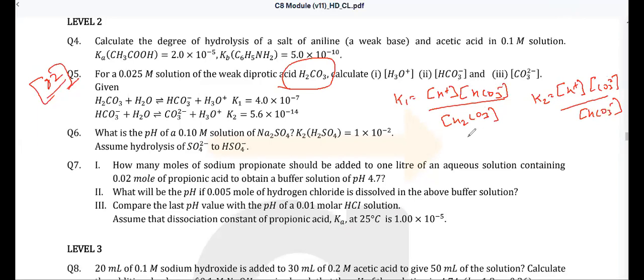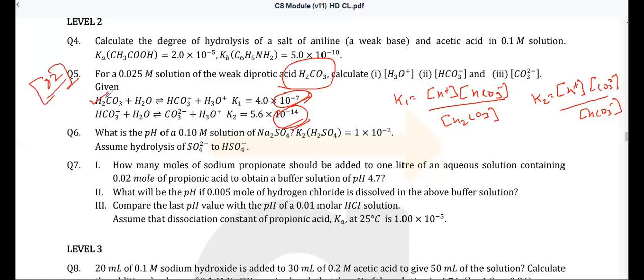But if you see here, this and this, it is very small as compared to this one. Yes or no? Tell me. Agree? So can I say that most of the H plus is coming from the first reaction? Yes, raise your hand if you agree with this.